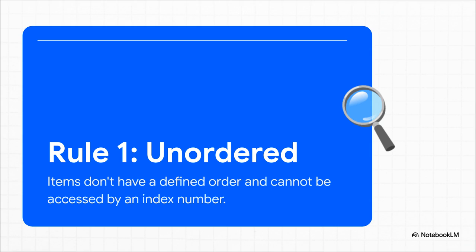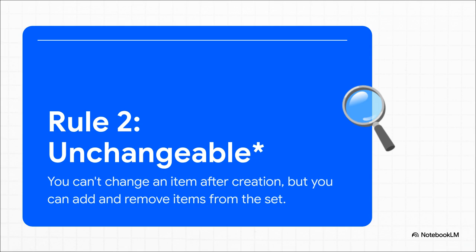This means you can't try to grab an item using an index because there's no such thing as a first or second item. Now, rule 2 is unchangeable, and you probably see that little asterisk. This one can be a little tricky. What it means is you can't change an item once it's already in the set, so you can't swap apple for pear. But, and this is key, the set itself isn't locked down. You can totally add new items to it or remove items from it.